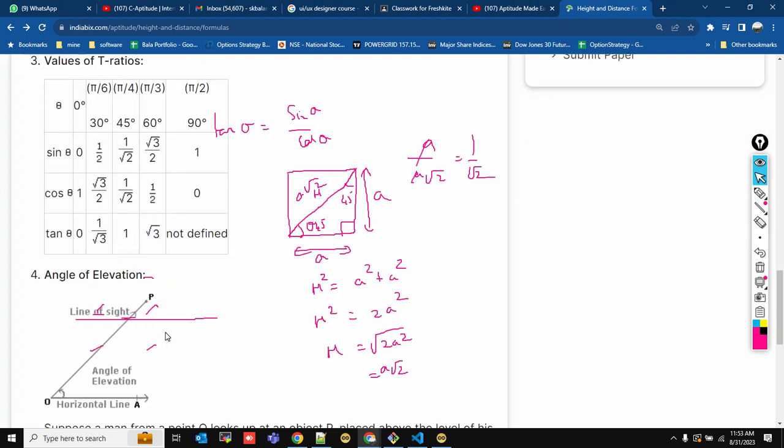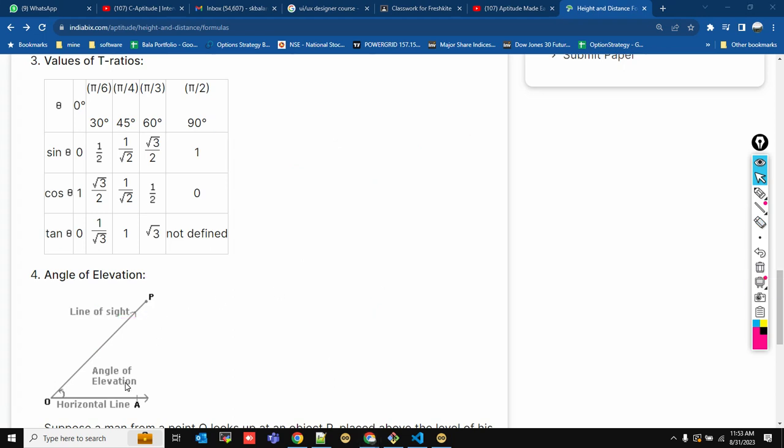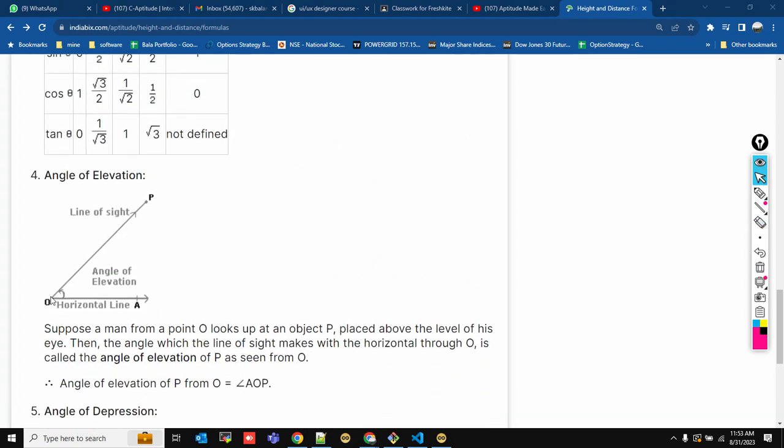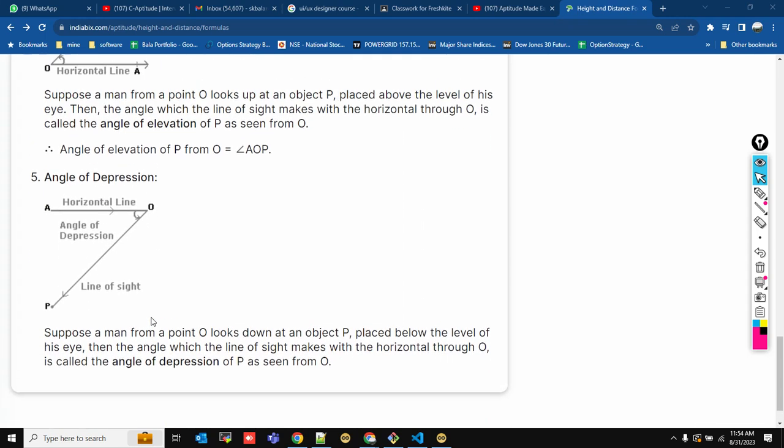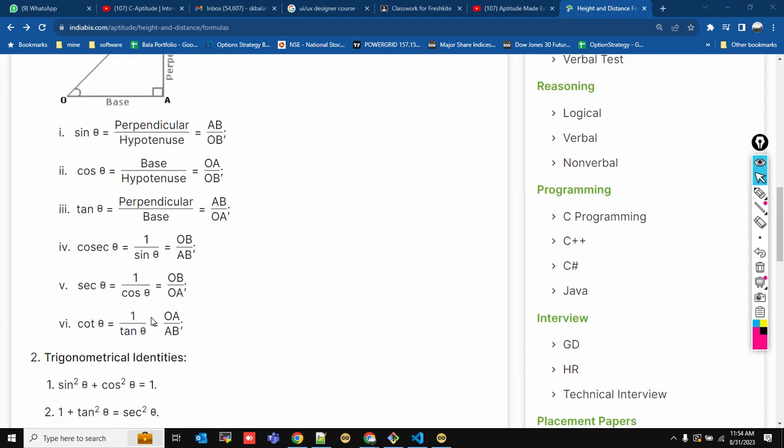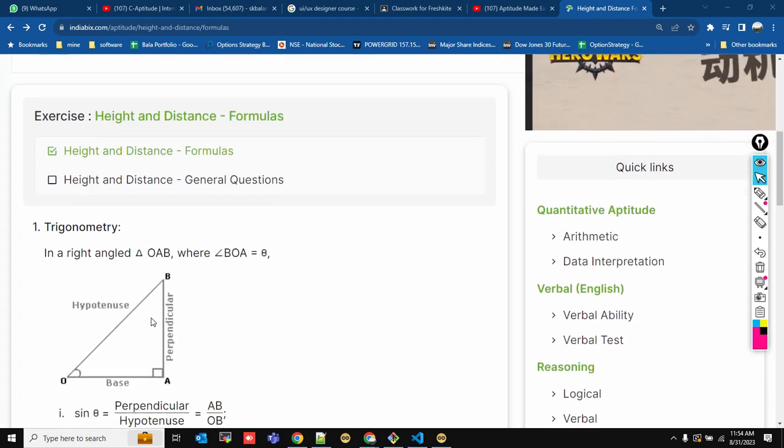The next one is the angle of elevation from a horizontal plane. If you are looking up, then the angle made is called the angle of elevation. Angle of depression is, if you are looking downwards, if the line of sight is downwards, then the angle made is called the angle of depression. These are the basic things you need to know to understand trigonometry.